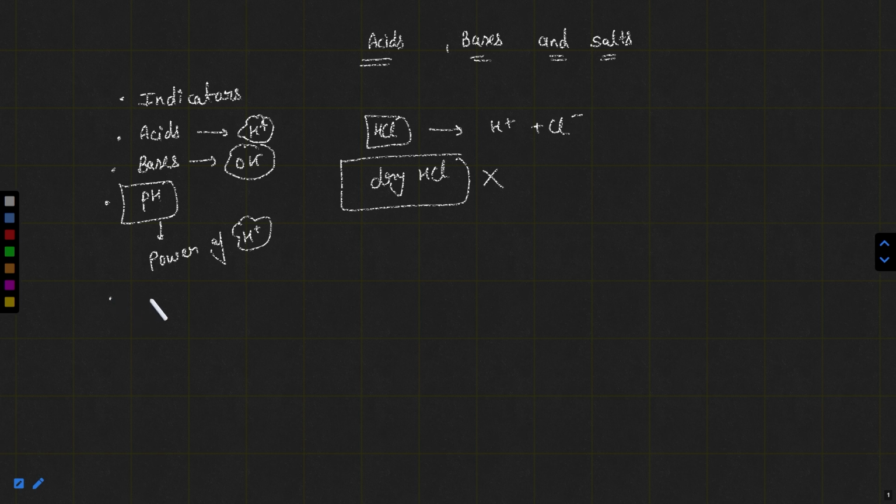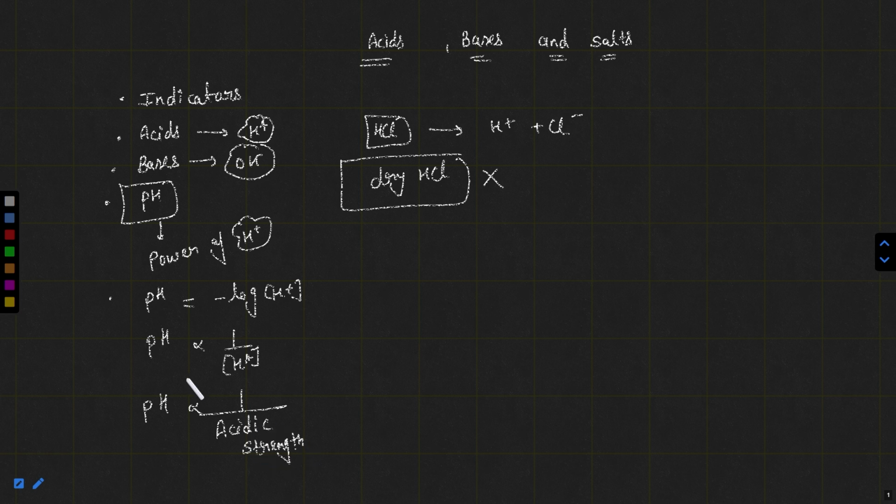There is a mathematical relationship between pH and H positive. That is, pH is the negative logarithm of the concentration of H positive ion. In simple words, you can say pH is inversely proportional to the concentration of H positive ion. In simple words, you can say pH is inversely proportional to acidic strength or acidic nature. In other words, you can say pH is directly proportional to basic strength.